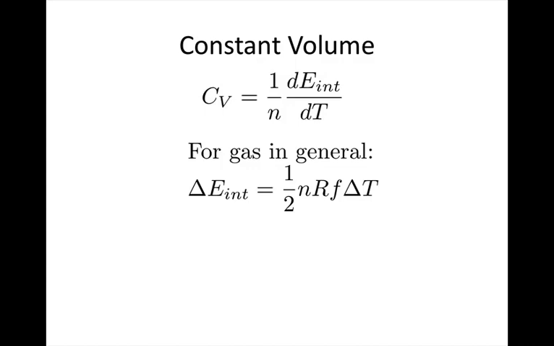So at constant volume, we've got C_V is equal to 1 on n times the change in internal energy over the change in temperature. So for the general case of a gas, instead of having the 3, we have the f, the number of degrees of freedom. So just substituting this into here, and remember this is just a delta T, so these will cancel. We end up with C_V is equal to 1/2 fR. So this equation is provided for you on the formula sheet.